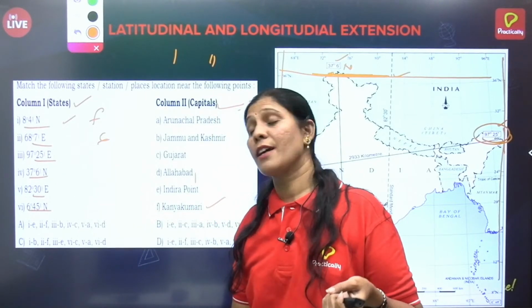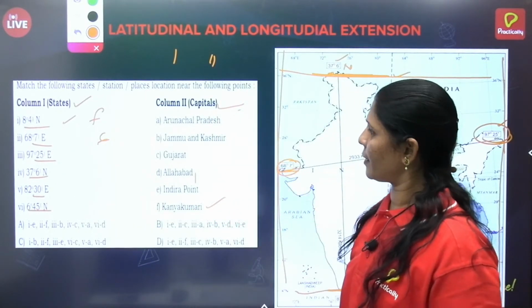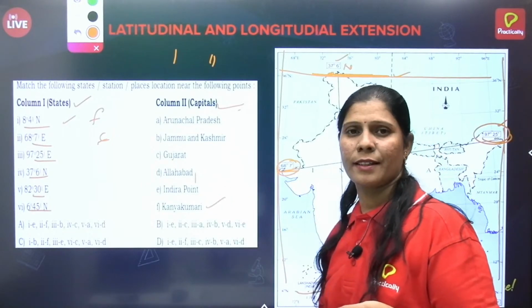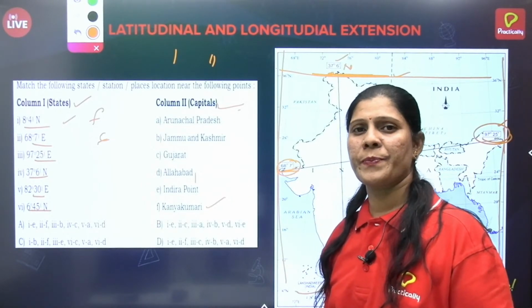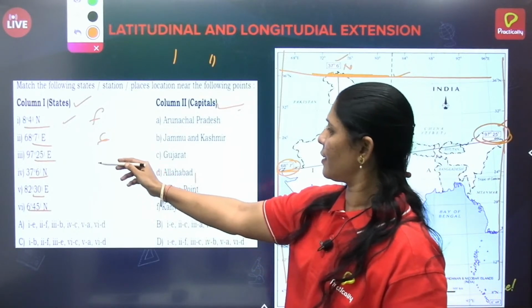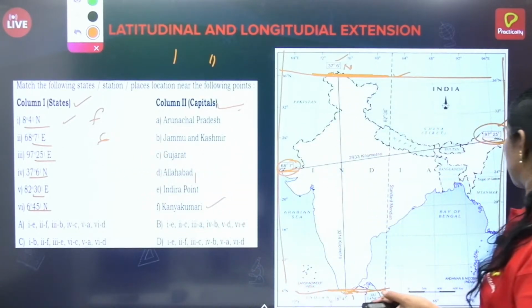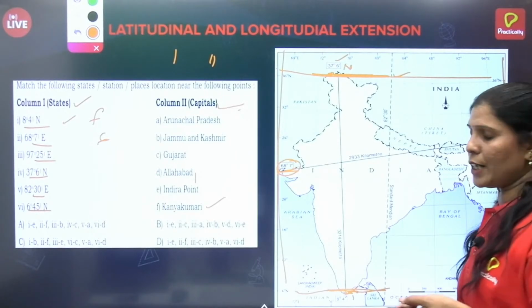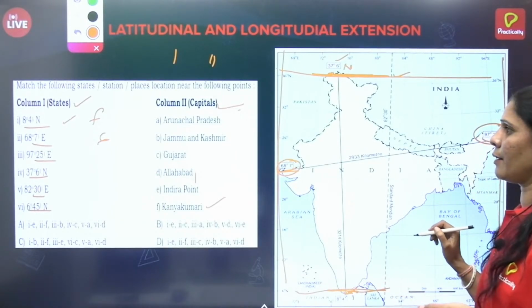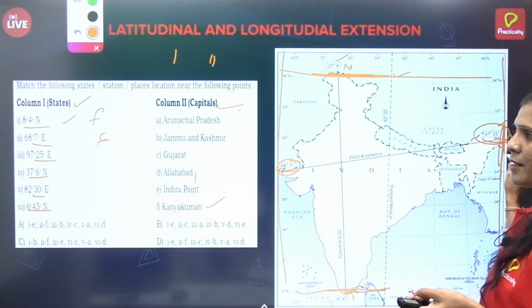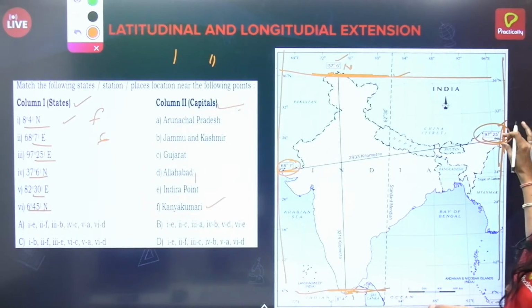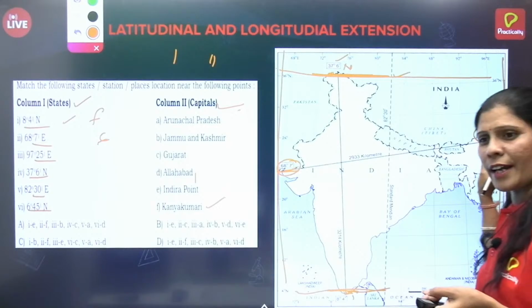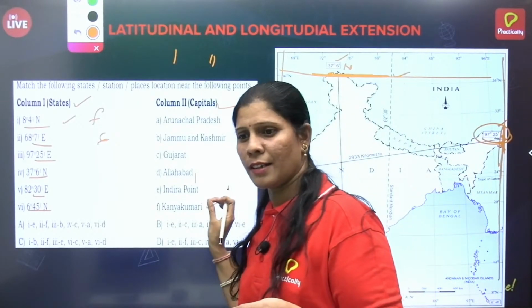It's matched with which among the places? Which one of the places? Can you tell me? Yes. Which place lies at these areas? Children, you can look over here. Which state is it in this edge point? Can I have an answer from you all?